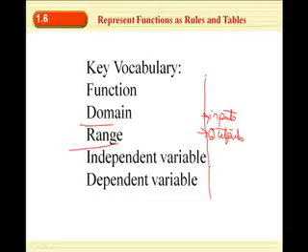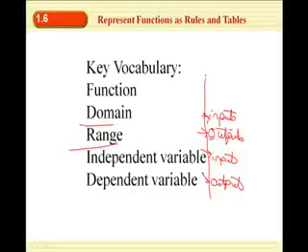When we get into functions, we also have the independent variable and the dependent variable. The independent variable is the input, and the dependent variable is the output. Let's go back to the gasoline. The independent variable is the number of gallons of gas: 1 gallon, 2 gallons, 3 gallons. The dependent, the price you pay for the gas, depends on how much gas you put in, the output. So the output depends on your input.